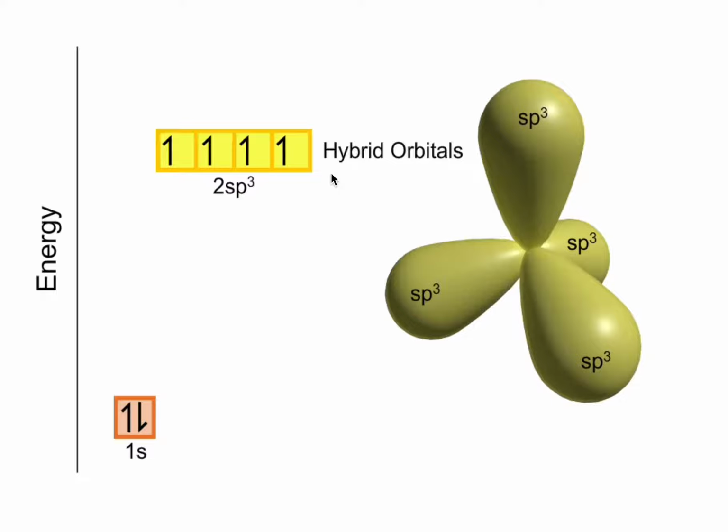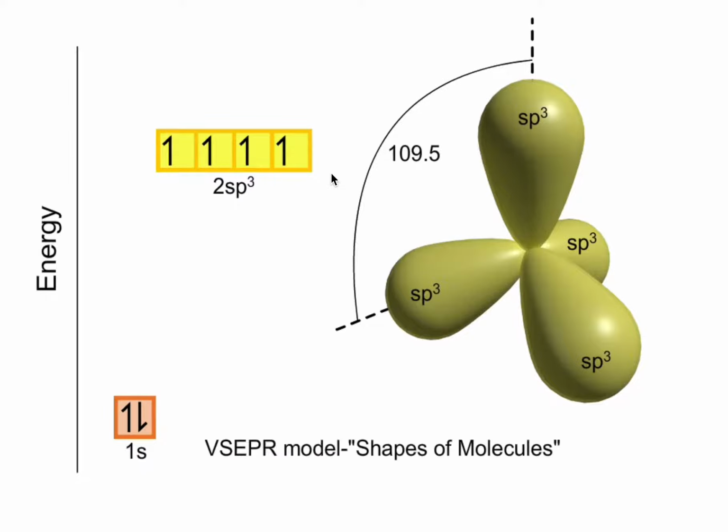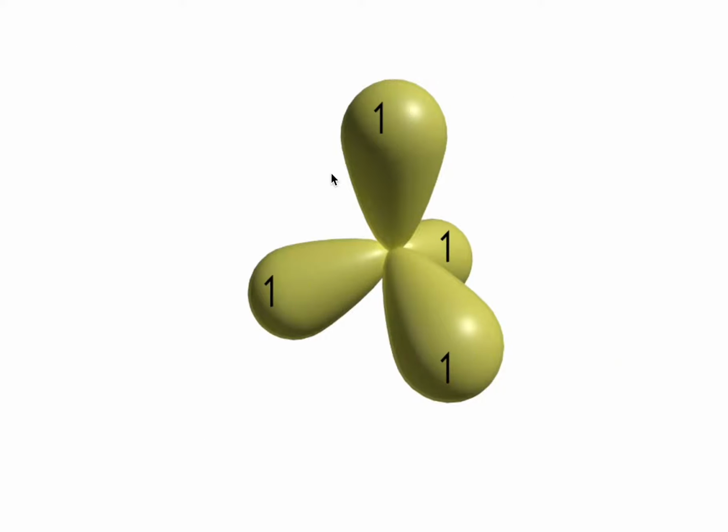Because each orbital is equivalent, they repel each other with equal force, producing equal bond angles. Remember, an electron has a negative charge, so electrons will repel each other if close together. This explains the VSEPR model, which you will meet in the Shapes of Molecules section of these tutorials. Each sp3 orbital only contains one unpaired electron, allowing carbon to bond to 4 atoms.